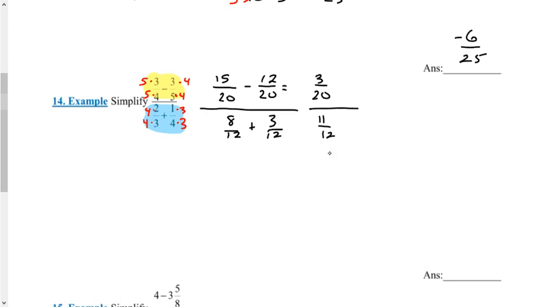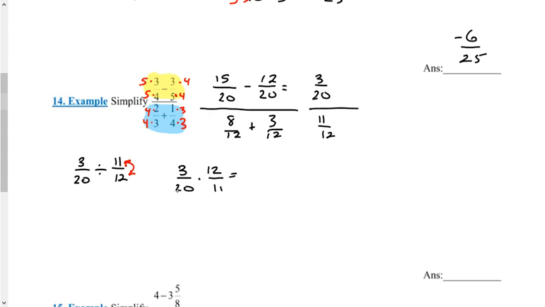And now when you look this over, we've got 3 twentieths divided by 11 twelfths. Don't forget, when we divide by a fraction, we're going to multiply by the reciprocal. So this becomes 3 twentieths times 12 elevenths.